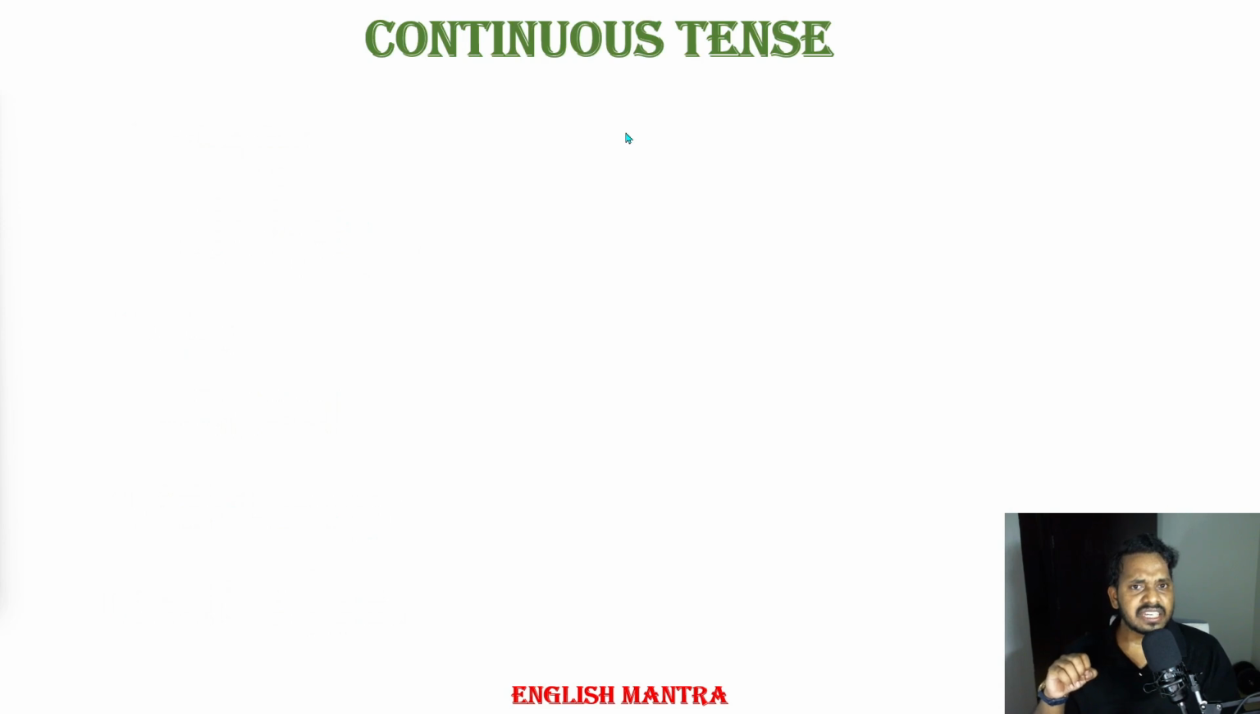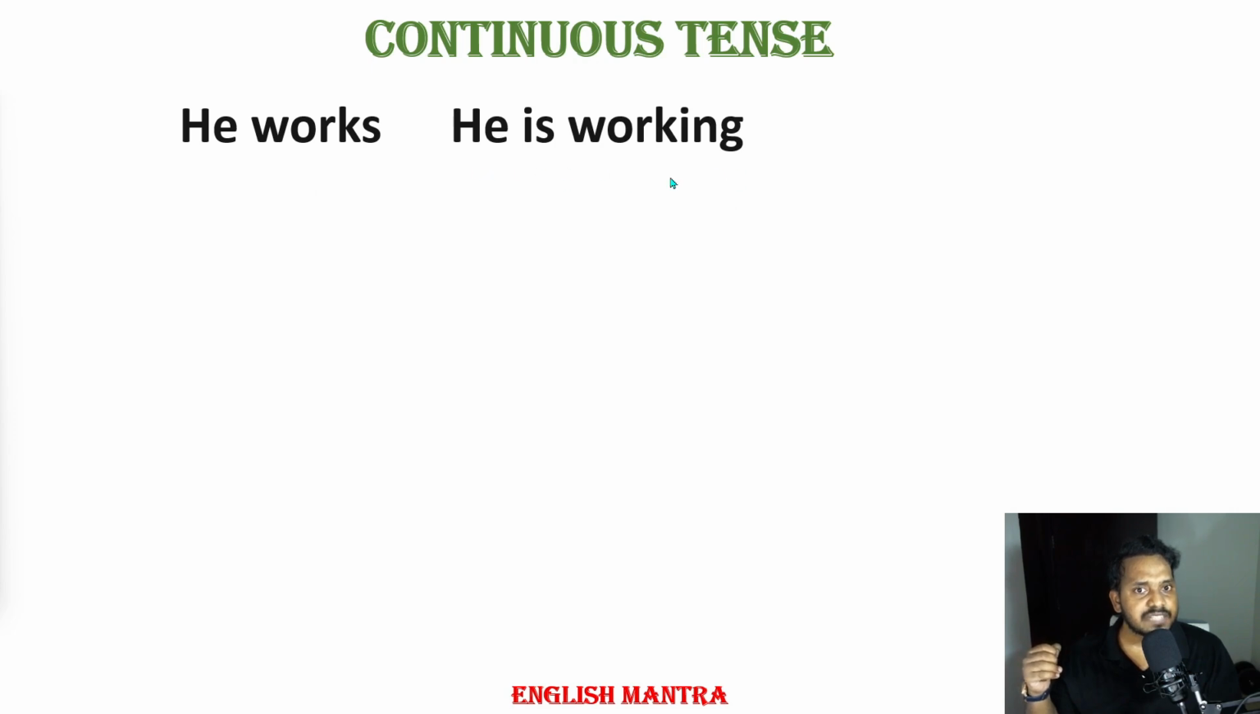Now let's see what is continuous tense. Okay, see, he works. It means he works every day. I'm talking about his daily routine. Okay, but what is this? He is working. This is a temporary action. Whenever I say he works, I'm talking about his routine. But whenever I say he is working, I'm talking about his temporary action. Okay, the action that is being done by him temporarily.